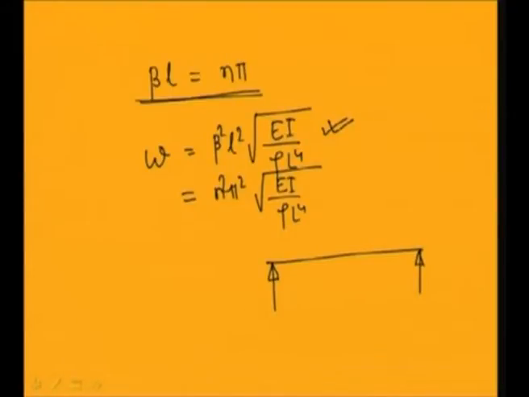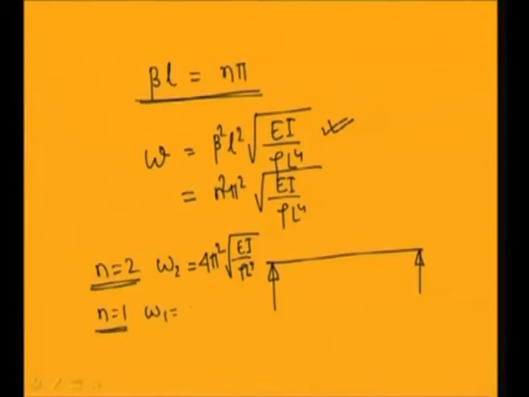So you can see for n equal to 2, let me take the second mode, omega 2 will be equal to 4 pi square root over E I by rho L fourth. When I take n equal to 1, that is the fundamental frequency, omega 1 equal to pi square root over E I by rho L fourth. So you may note that the second mode frequency is 4 times the first mode frequency. Similarly, the third mode frequency will be 9 times the first mode frequency.